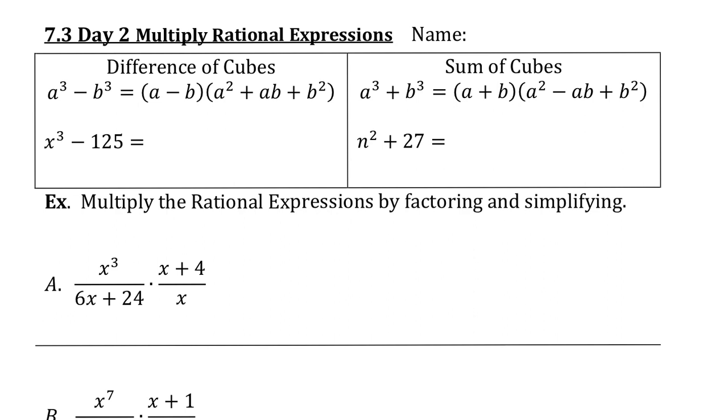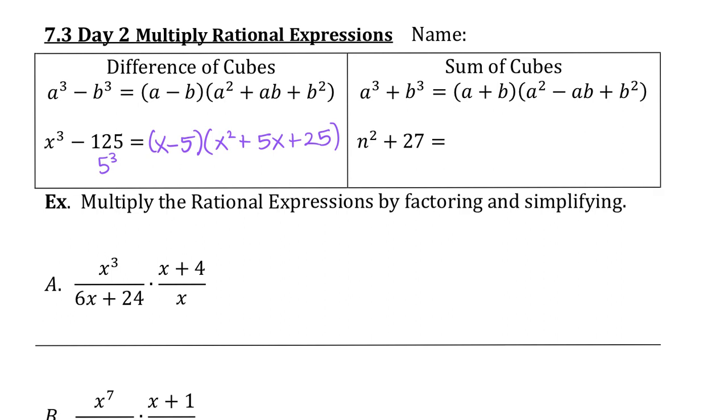To get 125, that's actually 5 cubed. So my first parenthesis is going to be the x minus the 5. In the second parenthesis, it's the first thing squared, so the x squared. There's a plus sign. The middle term is this times this, or this times this, so that's 5x. And then the last term is the second thing squared, so b squared is 25.